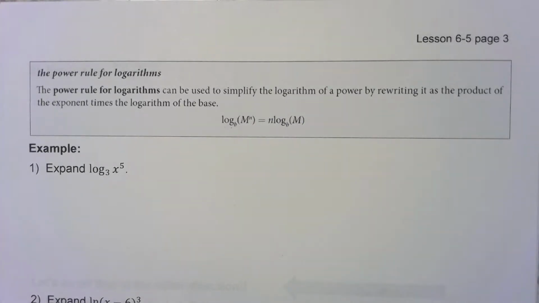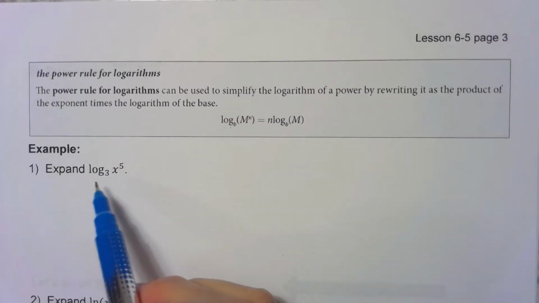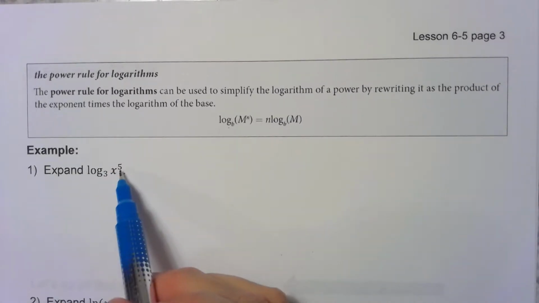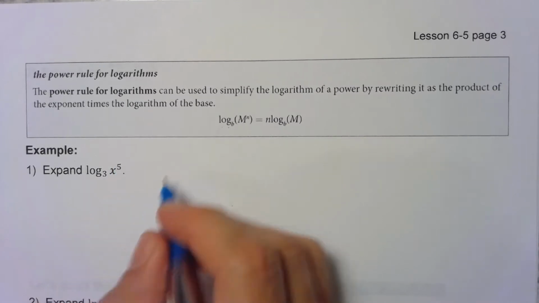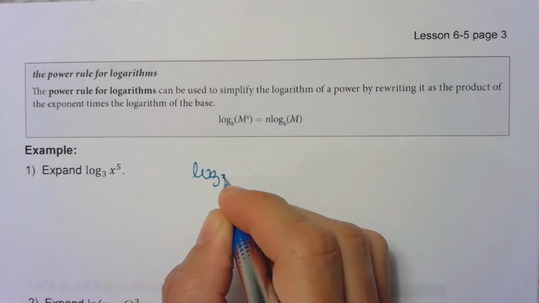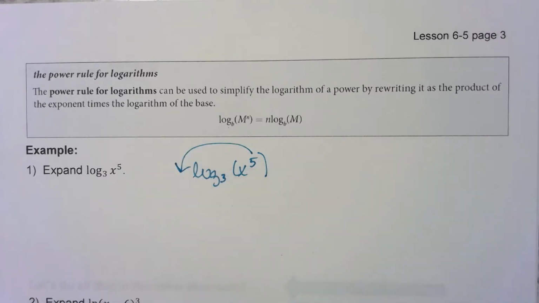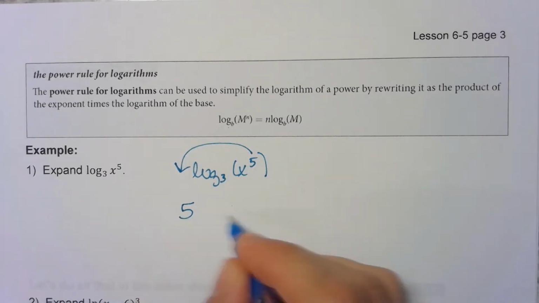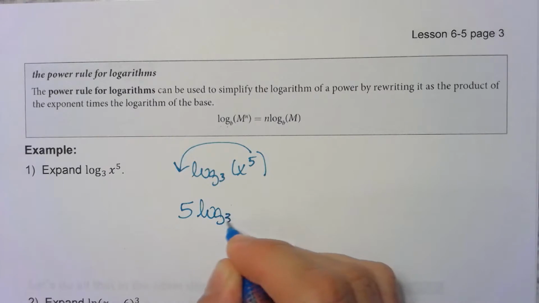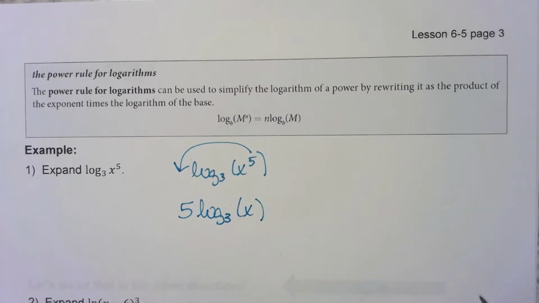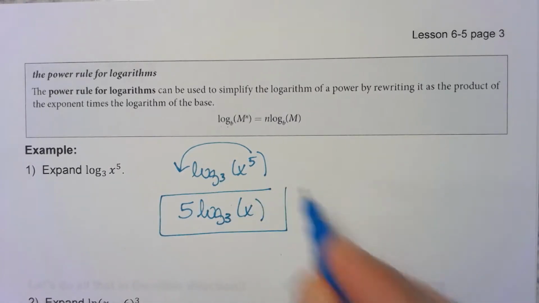So let's look at this first example. We have log base 3 of x to the 5th. Using the power rule, let me rewrite that. Using the power rule, we can set that 5 out front. And we have 5 log base 3 of x. That's what the power rule means.